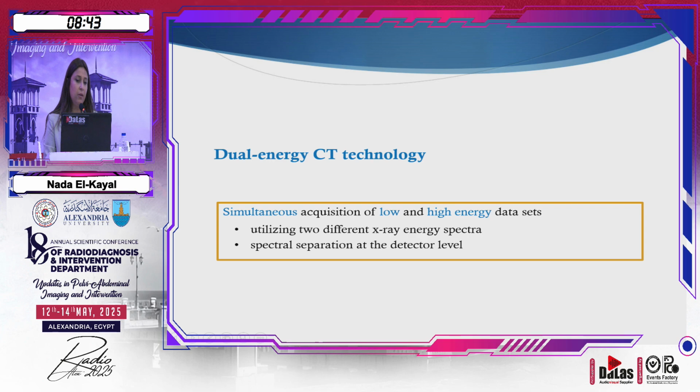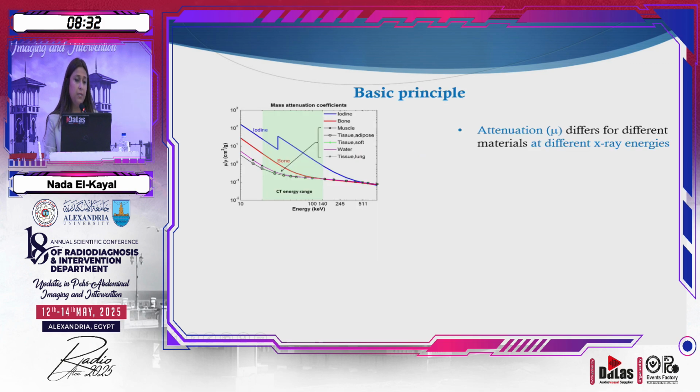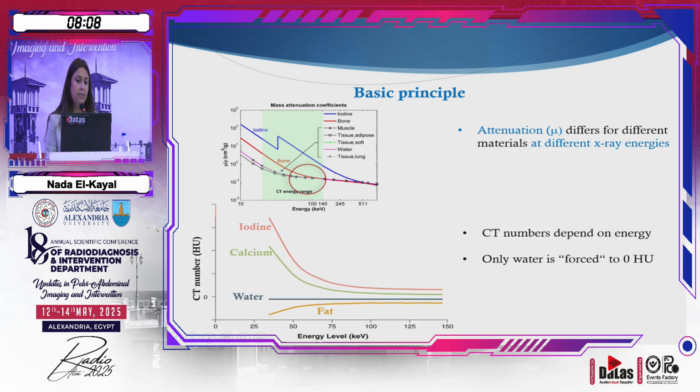It allows simultaneous acquisition of low and high energy data sets, either by using two different X-ray energy spectra or by spectral separation at the detector level. The basic principle upon which the technique was founded is that attenuation of X-ray photons differs for different materials at different X-ray energies. For the single polyenergetic spectrum used in CT, there is substantial overlap in the attenuation of tissues because they're made up of substances of similar atomic number. So there is uncertainty in their differentiation. And since the CT numbers depend on energy, the use of two energy peaks, a low and a high peak, would help differentiation.